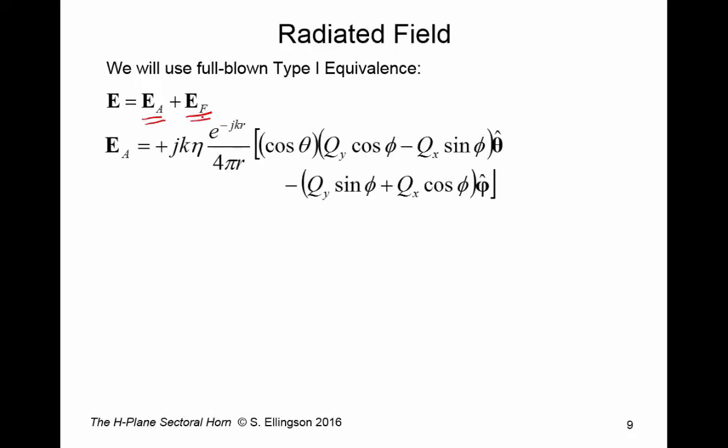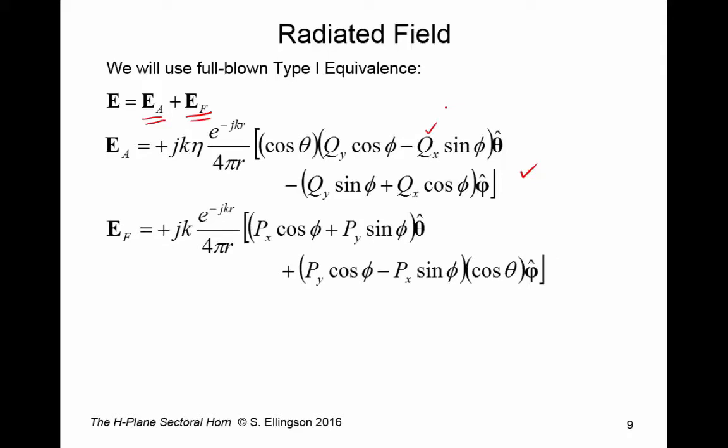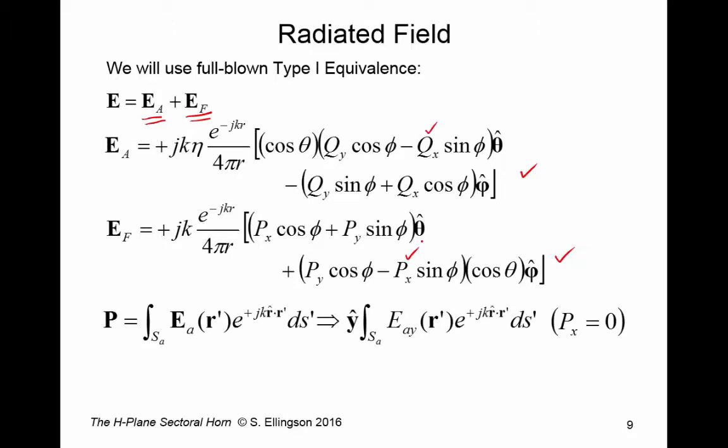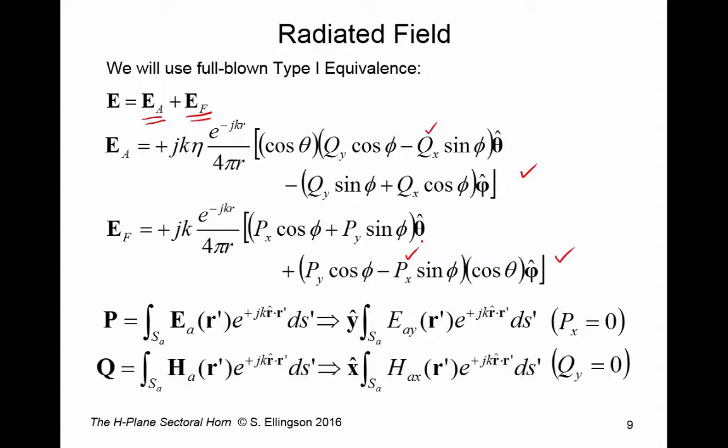Here is a perfectly reasonable expression for the field radiated by the electric currents from aperture theory, where Q is a spatial Fourier transform. Here is a perfectly reasonable expression from aperture theory for the electric field from the magnetic currents. Again, we see components of the spatial Fourier transform over those currents. And just to remind you, here are explicit expressions for the spatial Fourier transform. So here's P and here's Q. Again, P is the spatial Fourier transform over the electric field in the aperture, and Q is the spatial Fourier transform over the magnetic field in the aperture.